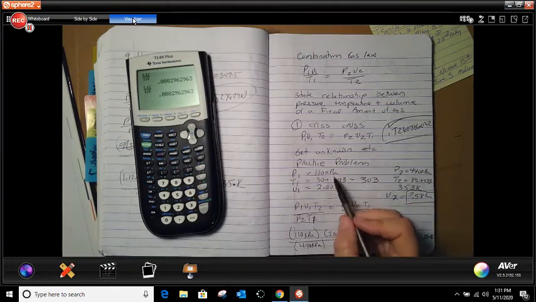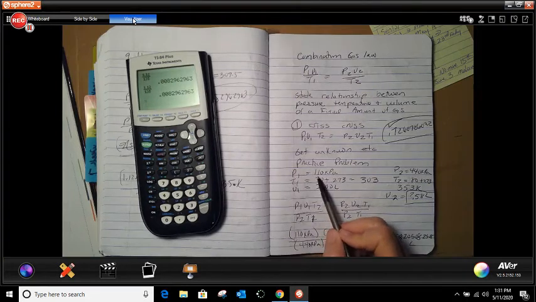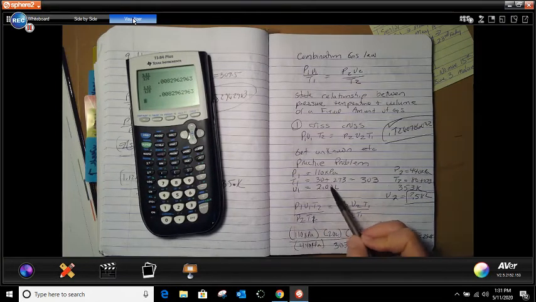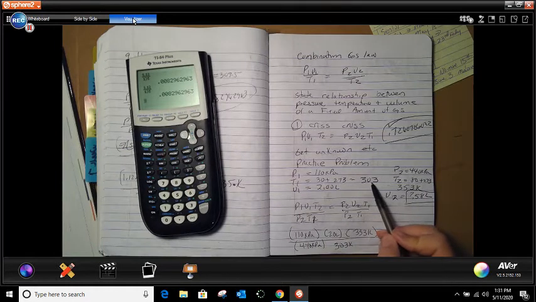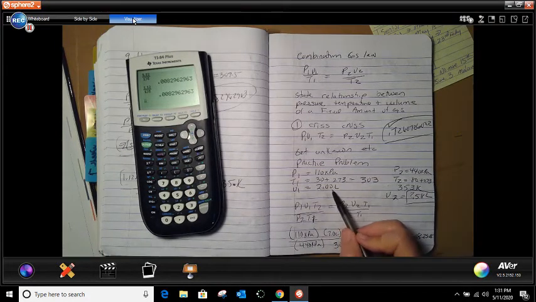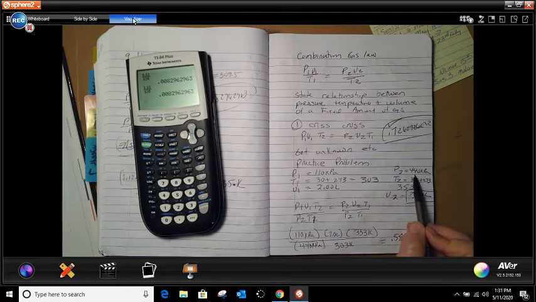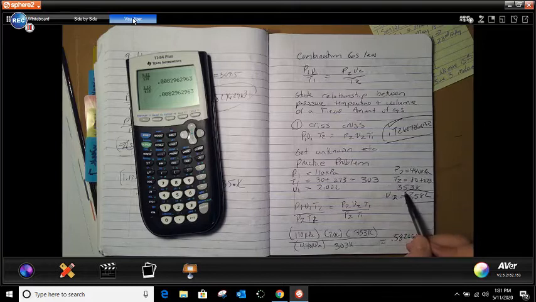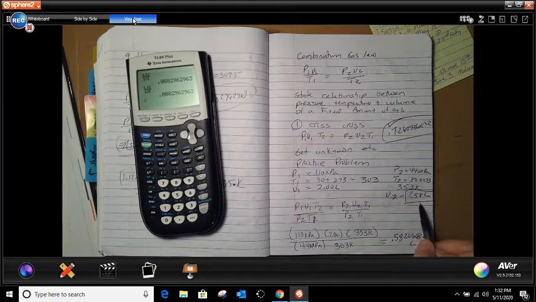So we have pressure 1 at 110 kilopascal, 30 degrees Celsius, which we changed to 303, 2.0 liters, which we kept. Our pressure 2 is 440 kilopascal. Our second temperature is 80 plus 273, which is 353. And we're looking for volume 2. So this one's a little different.